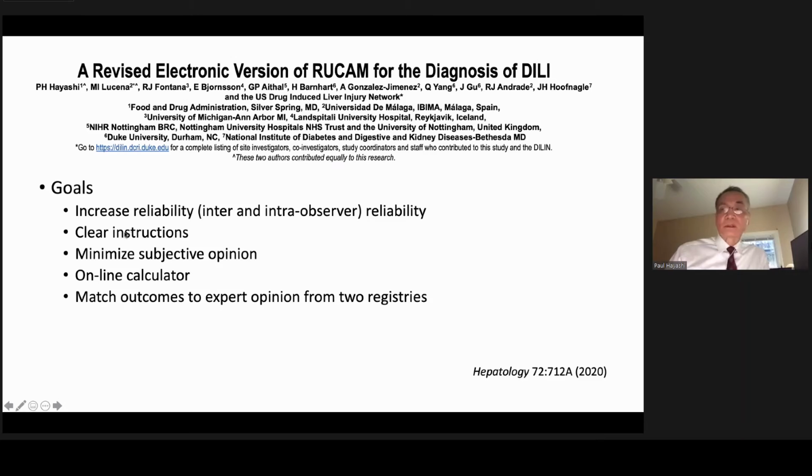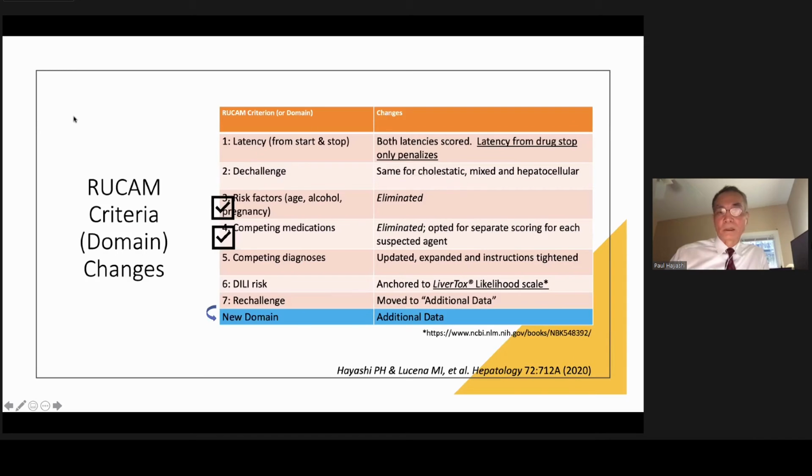We wanted instructions to be clear. We wanted to minimize subjective opinion. We wanted to make this as click and point and that's it as possible. We wanted an online calculator, and then we wanted to match the outcomes to at least match up against expert opinion in the two registries we had. So what did we come up with?